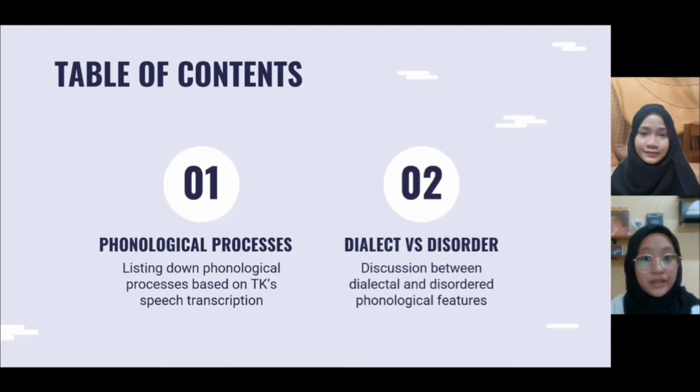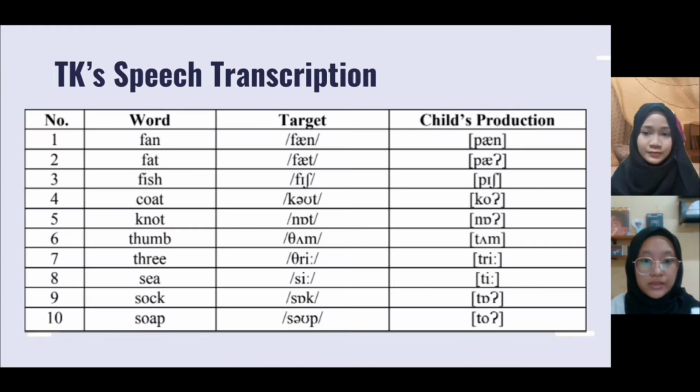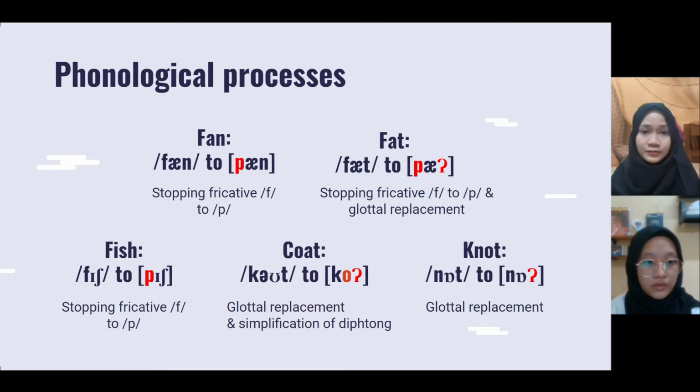Today, we will be discussing the list of phonological processes based on our patient TK's speech transcription. Next, we will discuss the dialectal and disordered phonological features. The first one is phonological processes based on TK's speech transcription. The table shows TK's speech production compared to targeted production according to the word given.